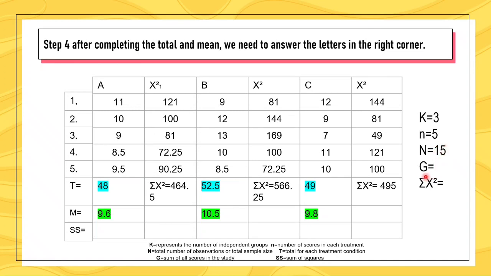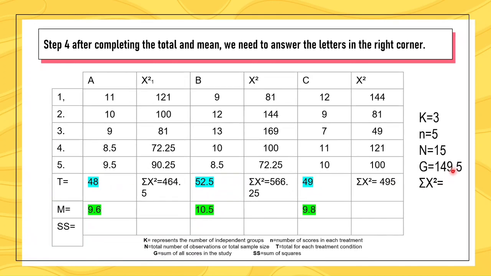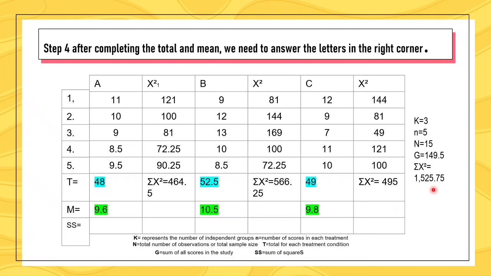The G or the grand total is you just have to add all the total scores. 48 plus 52.5 plus 49 is equal to 149.5. In the summation of x squared, you just have to add this all. 464.5 plus 566.25 plus 495 is equal to 1525.75. And after this, let's proceed to step 5.